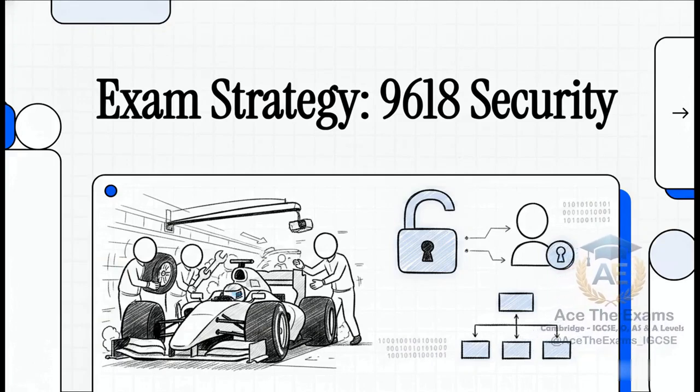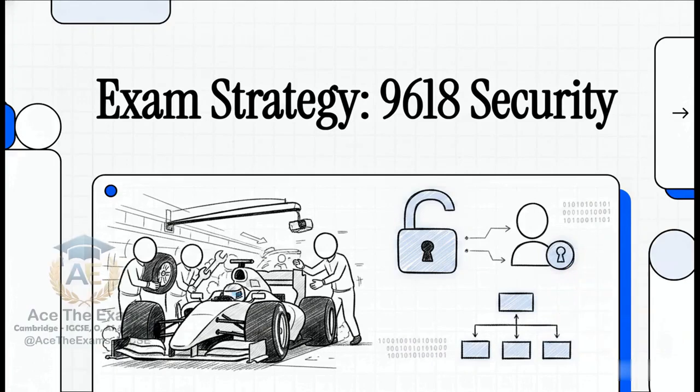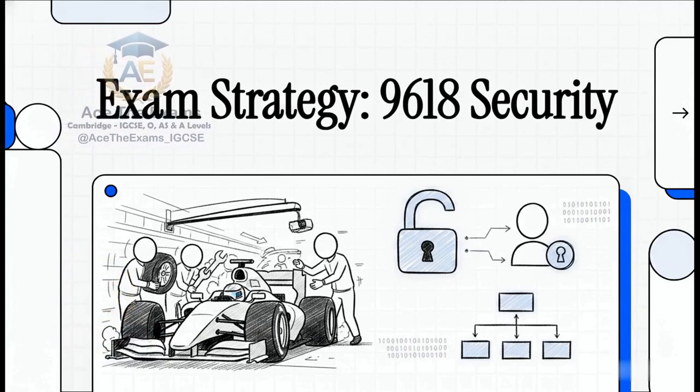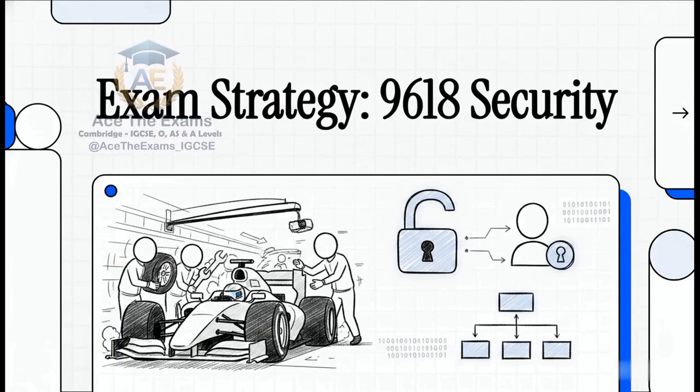Now, what if I told you that scoring top marks in Cambridge computer science, specifically for syllabus 9618, AS and A-level, and building on those foundational concepts from 0417, 0478, 0983, 0984, and 2210 requires exactly that same level of systematic pit crew precision? It's true.